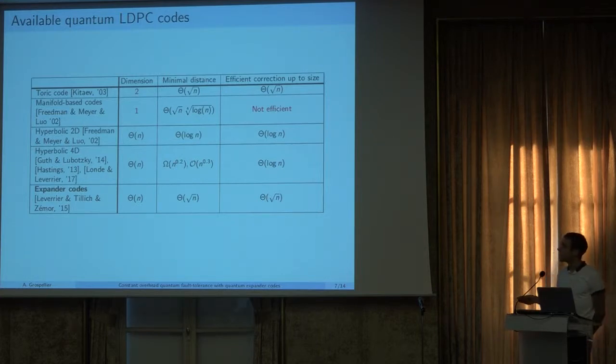If you compare with other error-correcting codes, for example the well-known toric code, you see that the dimension of the toric code is a constant, whereas for the expander code, we get a linear dimension. Also, something I would like to emphasize is that for LDPC codes, we are not able to construct codes with a linear minimal distance. And the best minimal distance is this one. You can see that it's a bit better than square root of n, but it's roughly square root of n.